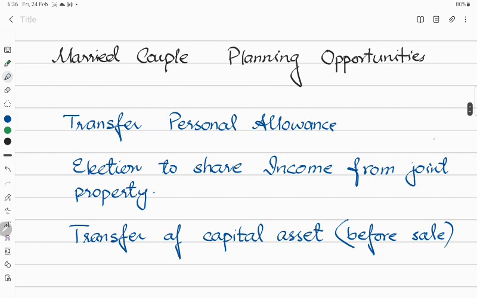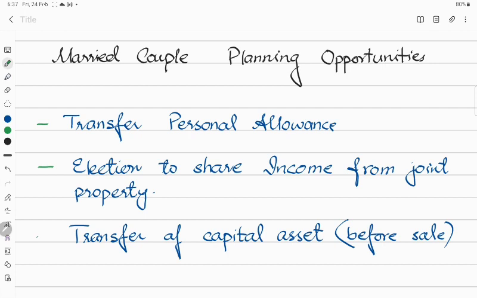Then there are married couple planning opportunities. There are 3 points in this regard. A married couple can transfer personal allowance between them, or they can elect to share income from joint property. This means if they have a joint property and one of the partners has lower income compared to the other, then he can receive more of the income from the joint property, so that he will be taxed at a lower rate.